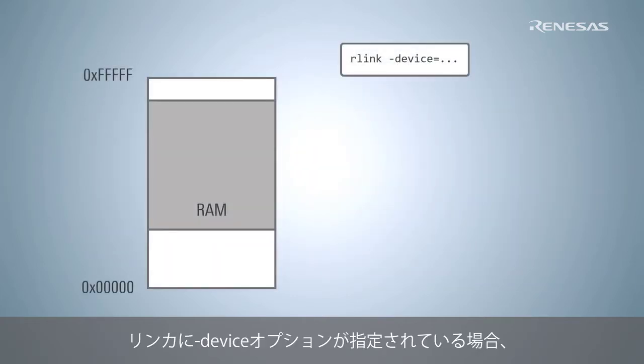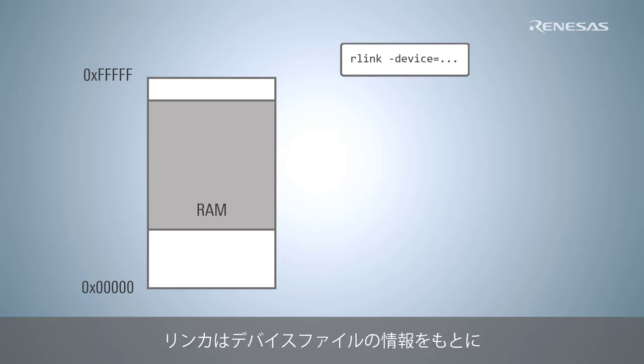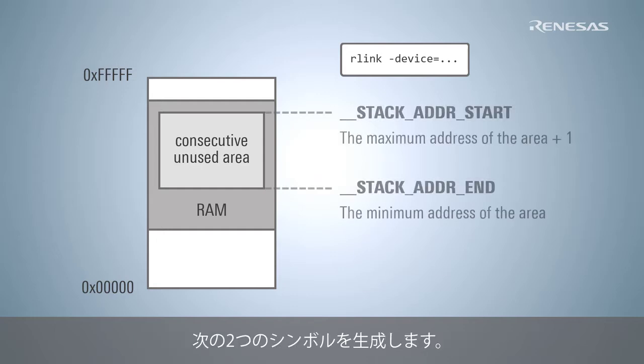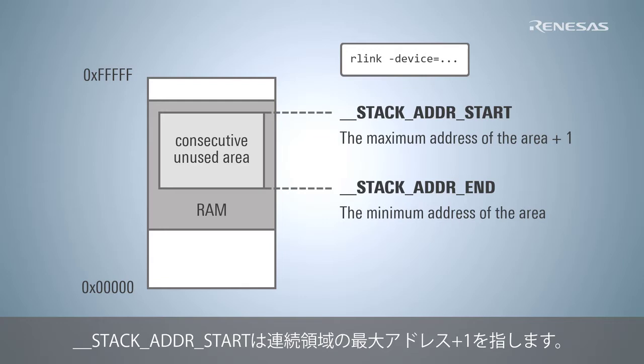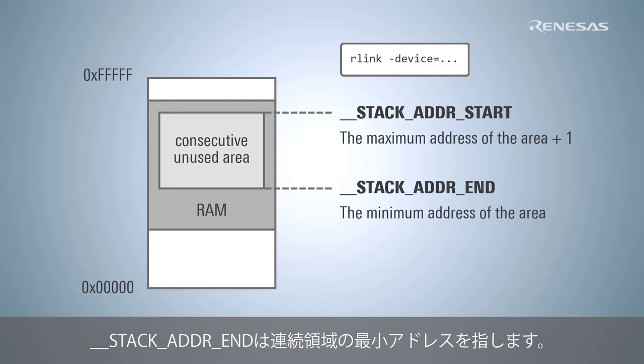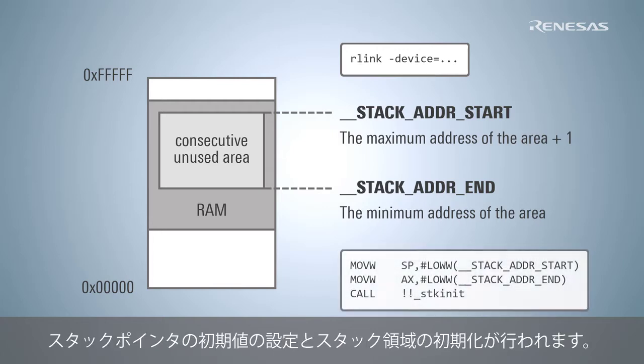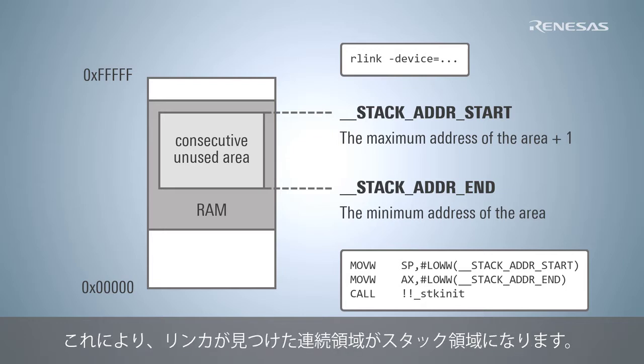First, about how the stack area is formed. If the device option is specified for the linker, it finds a consecutive unused area in the RAM based on the information in the device file and generates the following 2 symbols. Stack address start points to the maximum address of the area plus 1. Stack address end points to the minimum address of the area. By using these symbols, the stack pointer is set to the initial value and the stack area is initialized in the startup routine. This will make the consecutive area that the linker finds to be the stack area.